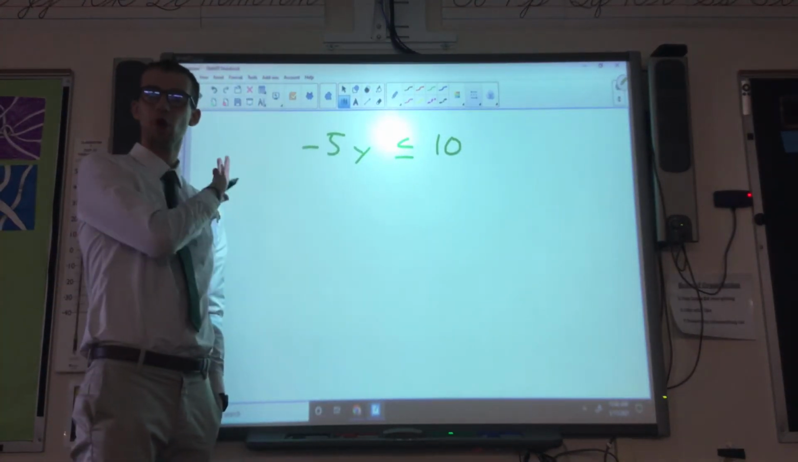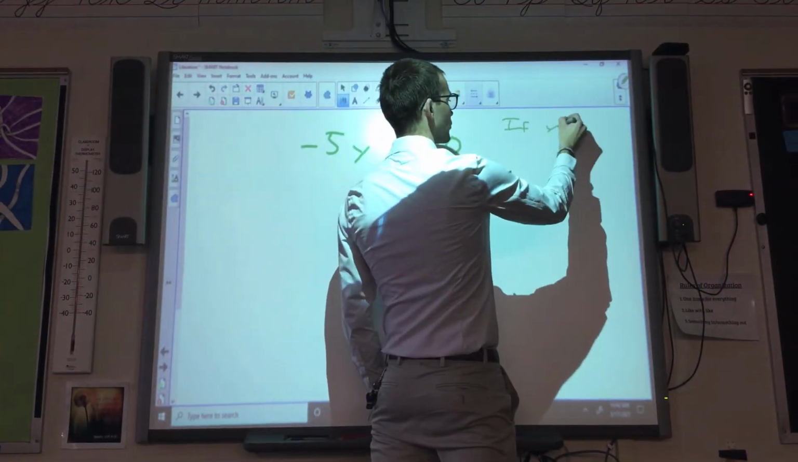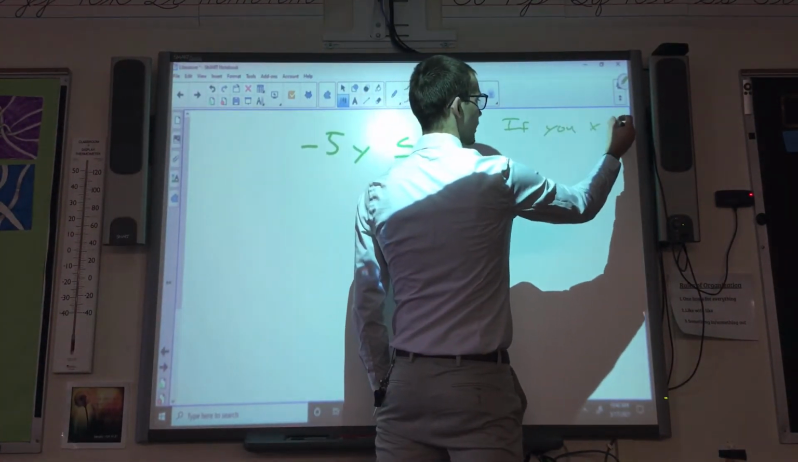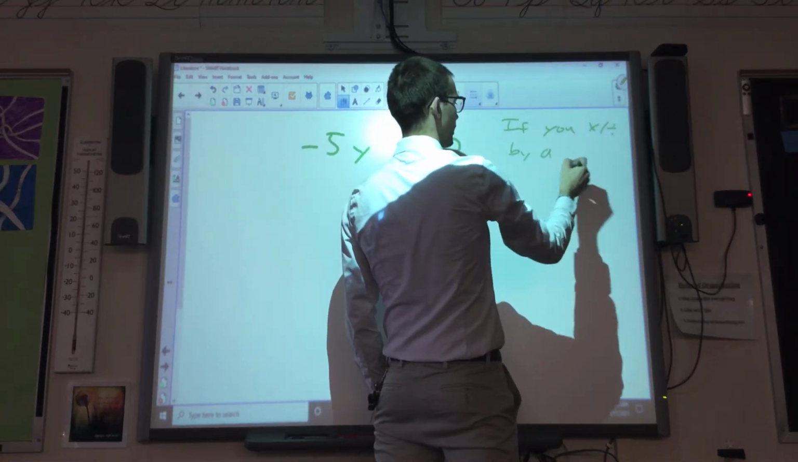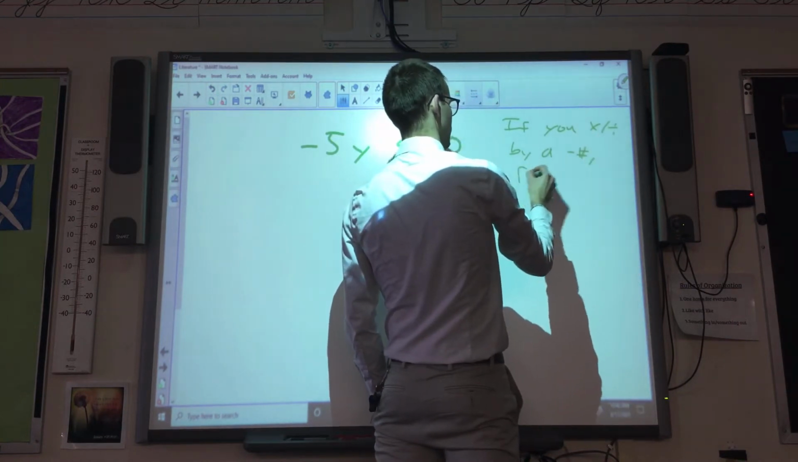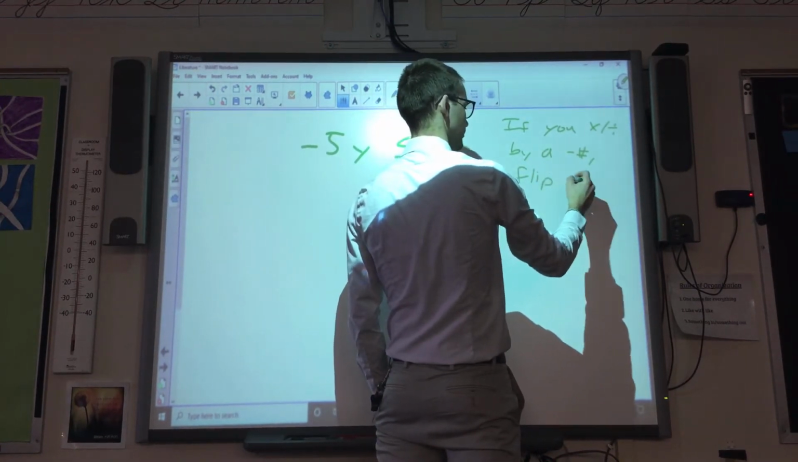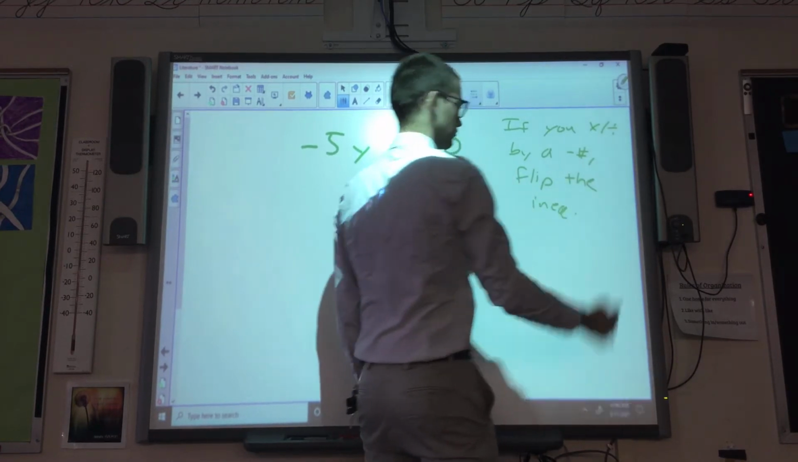Okay, so basically, all of what that says is, if you multiply or divide by a negative number, flip the inequality. That's it.